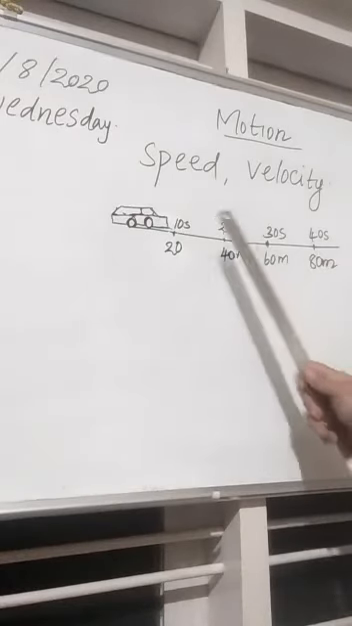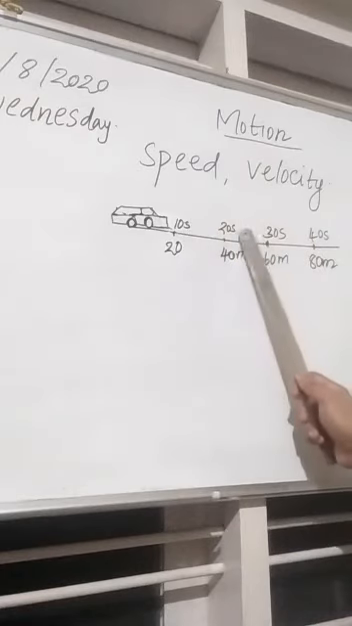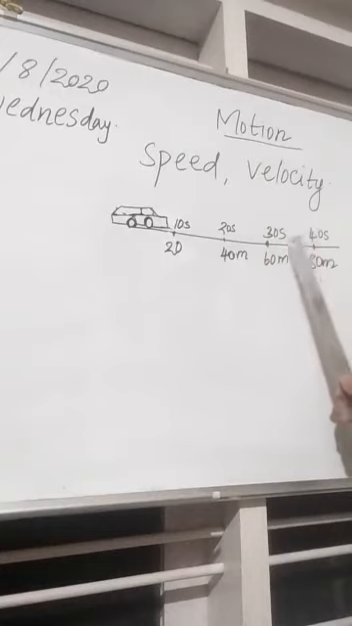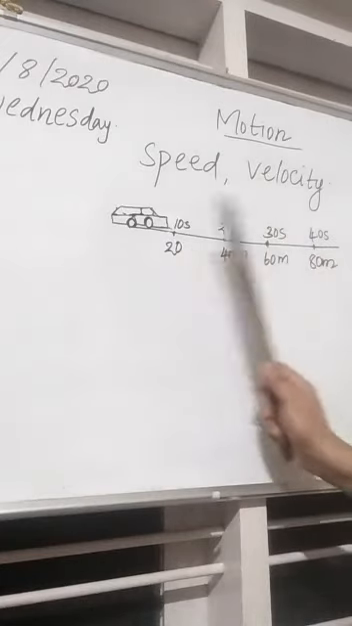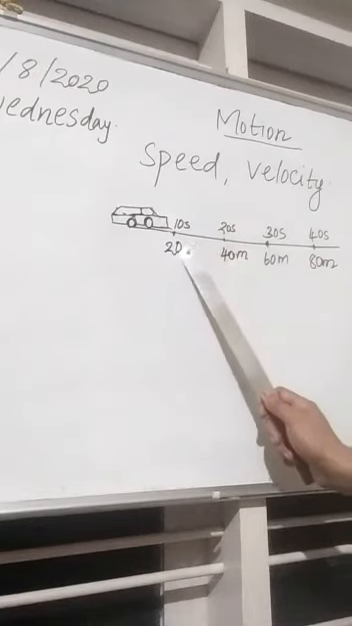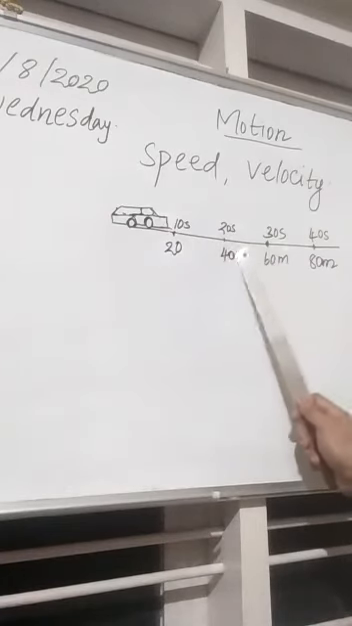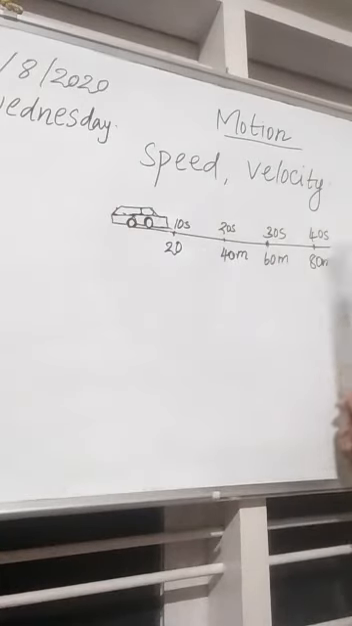So here you can see the time gap between each: 10 seconds, here also 20 to 30, 10 seconds. Again here also 30 to 40, 10 seconds. Here the distance covered is equal distances. 20 to 40 meter means 20 meter. 40 to 60 meter means 20 meter, so each 10 seconds it covers 20 meters.